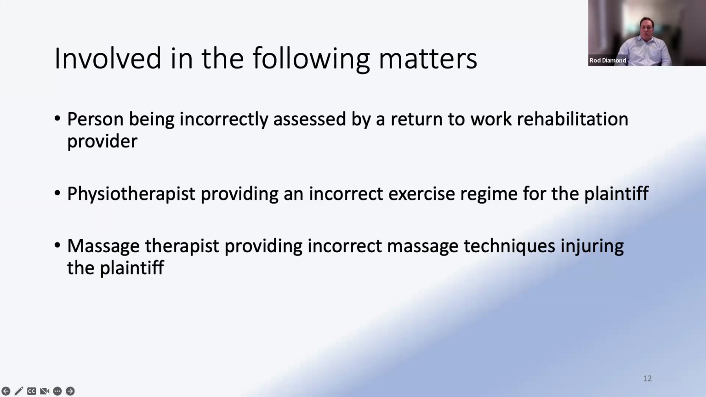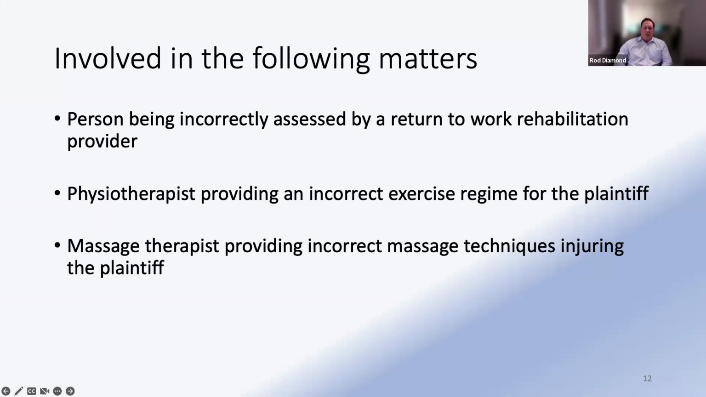Another matter where a physiotherapist provided an incorrect exercise regime for the plaintiff. So we provided a report for the lawyers acting for the plaintiff, including, again, conducting an assessment, outlining what exercises and why the exercises were unsuitable, and then making some suggestions on suitable and appropriate exercises for the injured person.